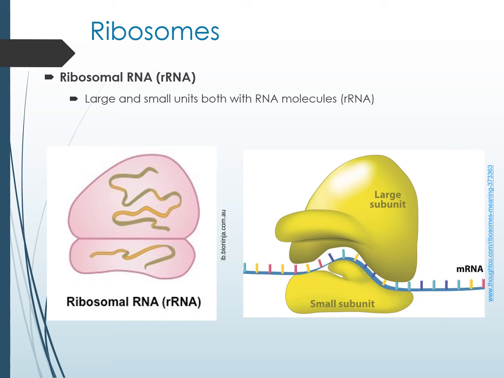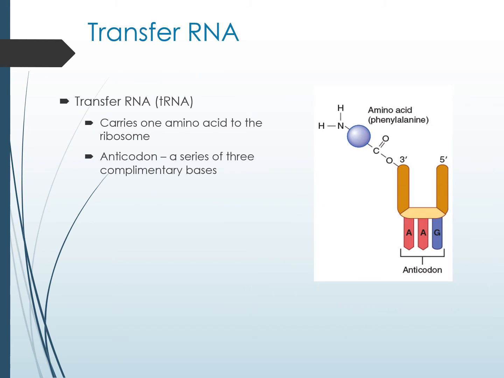Ribosomes are found in the cytoplasm of a cell and have 2 subunits. The large subunit sits on top of the smaller subunit. It is in between these 2 units where mRNA passes through and is translated into amino acids. An important part of the translation process is transfer RNA or tRNA. This molecule transfers amino acids and has a 3-letter sequence called an anticodon, which will pair up with a complementary codon from mRNA.